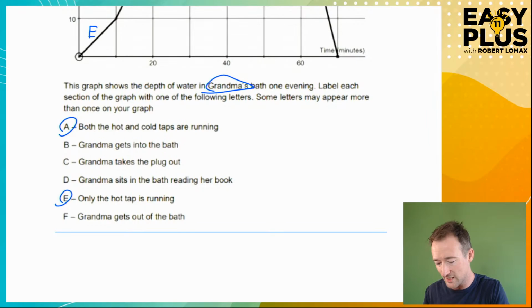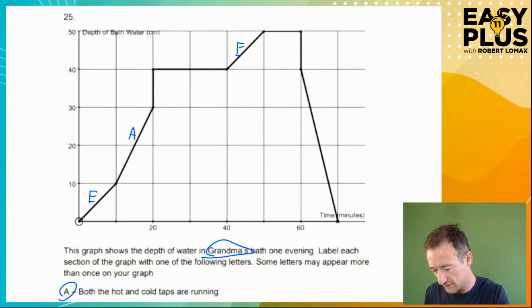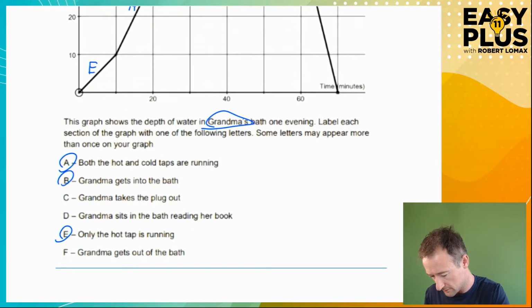Grandma gets into the bath, B. We spoke about that. That's here. It happens at this time point. You could also put the label, I suppose, above 20 seconds. Or you could put it here, I guess. Anywhere that makes it clear that you're referring to this line. That's when Grandma's getting into the bath. So we're done with that.